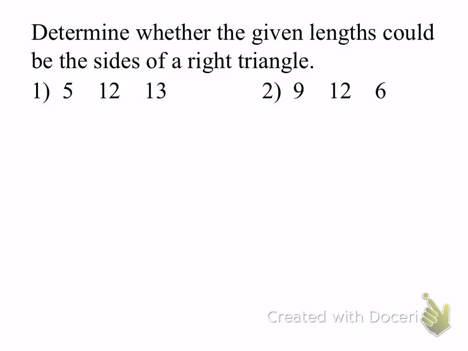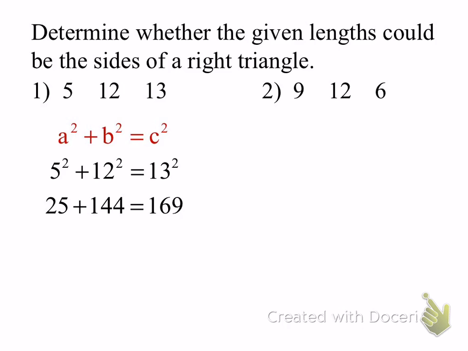Determine whether the given lengths could be the sides of a right triangle. If they're asking you if this is a right triangle, it should work with the Pythagorean theorem. So I write up my Pythagorean theorem, and then I substitute in. And if they're equivalent, then it is a right triangle. So 25 plus 144 is 169. Are they equivalent? Yes, it's a right triangle.